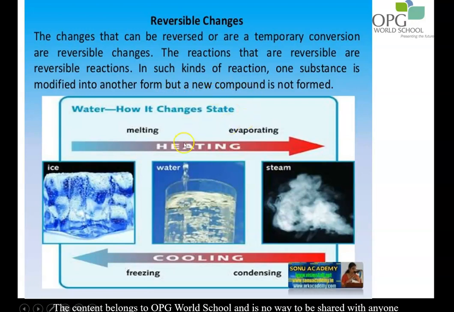formed. For example, when we take some water and put it in the refrigerator, it forms ice. That same ice will melt and form the water back. When we boil water, it will vaporize and form steam. But if we cool the steam, it will form the water back. These changes are happening because they are temporary and reversible. It is the same water which is just changing its state from solid, liquid to gas. There is no new substance which is formed in the change of state.